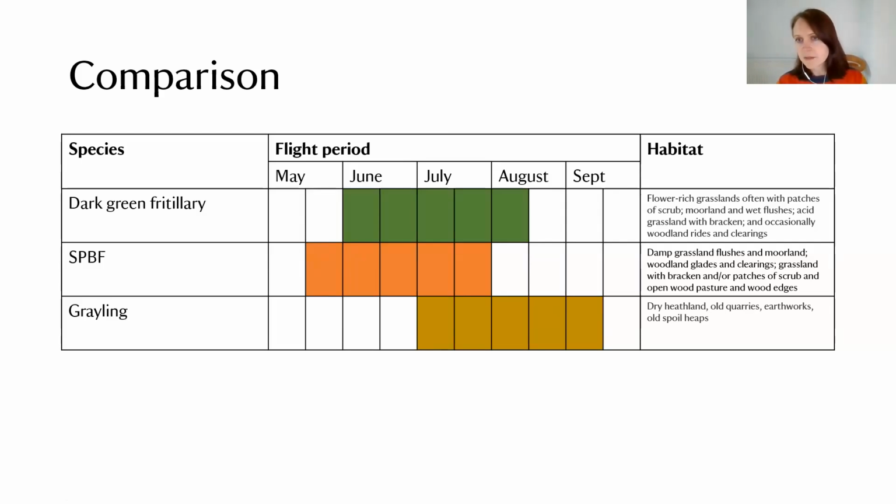So for dark green fritillary, similar to small pearl bordered in that it's those wet flushes, kind of heathery moorland areas, but also flower-rich grasslands with bracken, woodland rides and clearings. Small pearl bordered, as I said, it's that wet habitat, but also grassland with bracken again, patches of scrub, open wood pasture and wood edges. But really, you have to be relatively near a wet area, I think, for small pearl bordered. And then completely different for grayling. As we said, it's those old industrial sites, spoil heaps, quarries, earthworks, and dry heathland, inland anyway.